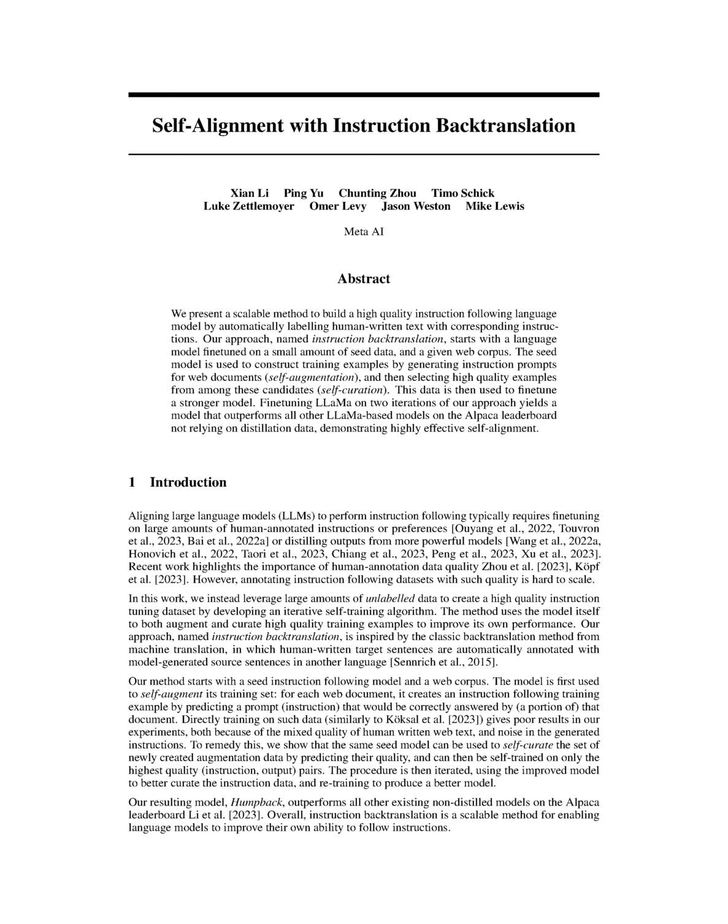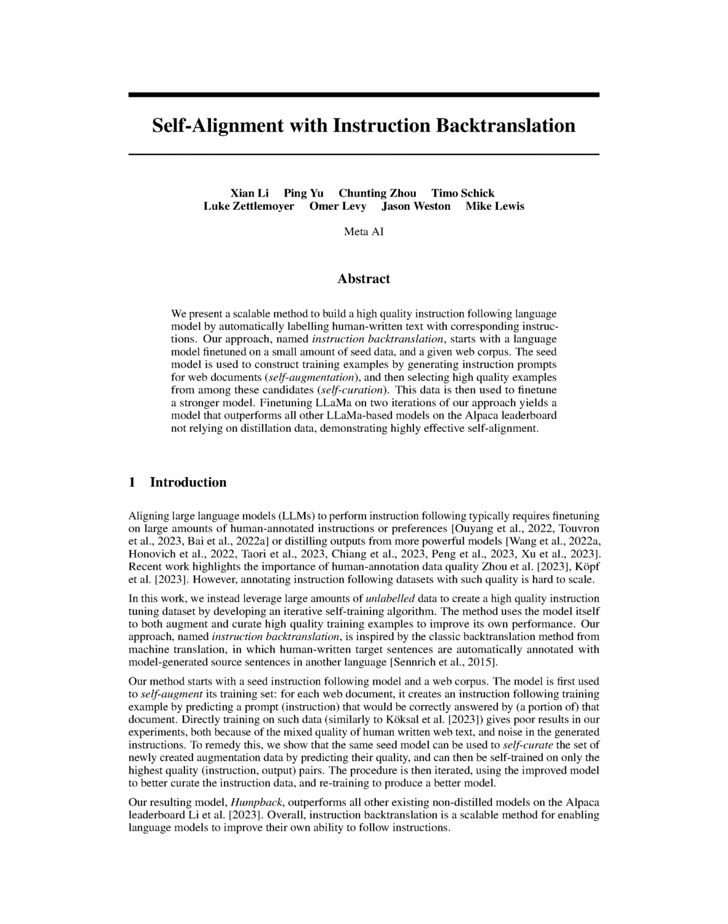To address this, we demonstrate that the same basic model can be used to curate the newly created augmentation data by predicting their quality. The model is then self-trained only on the highest quality pairs of instructions and outputs. This procedure is repeated, using the improved model to better curate the instruction data and retraining to produce a better model. Our final model, which we've named Humpback, outperforms all other existing non-distilled models on the Alpaca leaderboard. In summary, Instruction BackTranslation is a scalable method that enables language models to enhance their own ability to follow instructions.